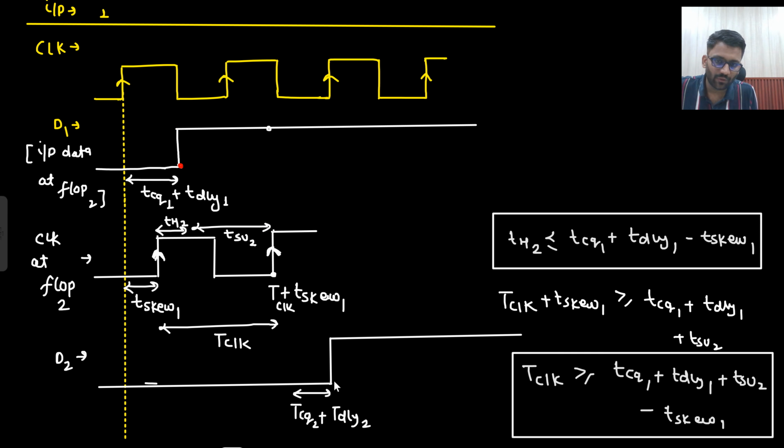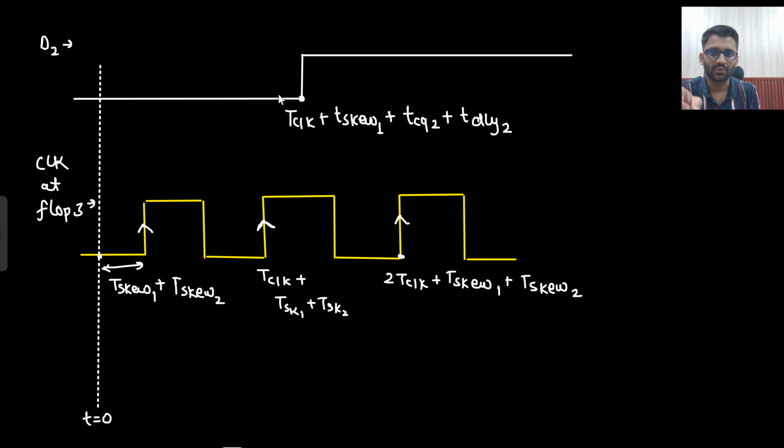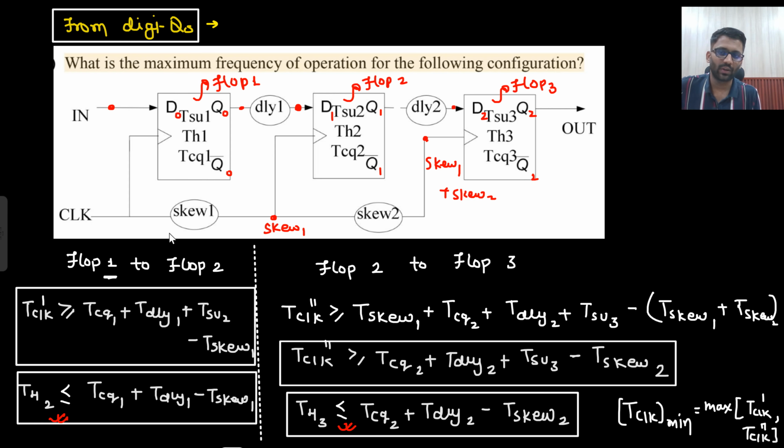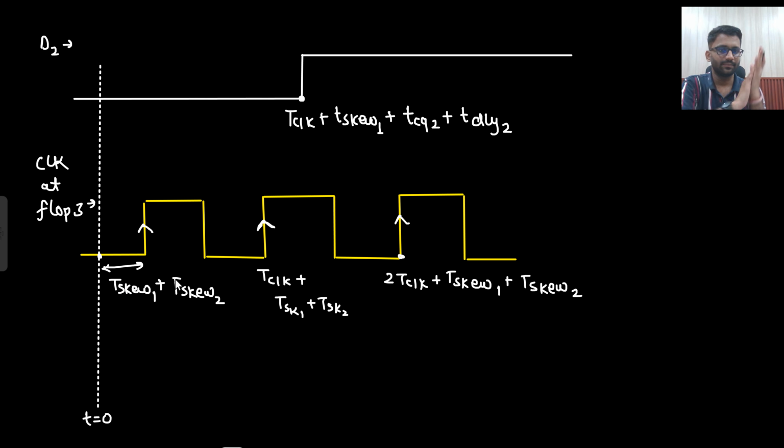Okay. Now tell me what will be this time? This time will be T clock plus TSKEW1 plus TCQ2 plus TDLY2. Say yes or no? Because till this time this was T clock plus TSKEW1. This time would be just the addition of that. So T clock plus TSKEW1 plus TCQ2 plus TDLY2. Now this is the clock at flop 3. What is the clock at flop 3? Skew1 plus Skew2, just delayed. Skew1 plus Skew2.